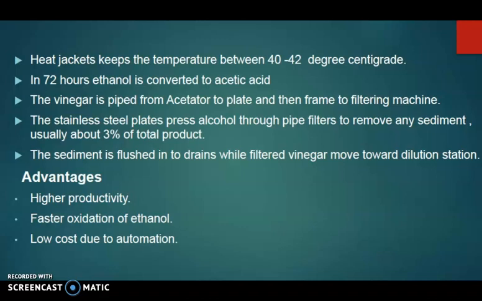The vinegar is piped from the acetator to plate and frame filtering machine. The stainless steel plates press the vinegar through pipe filters to remove any sediment, usually about 3% of total product. The sediment is flushed into drains while filtered vinegar moves toward the dilution station. Advantages include high productivity, faster oxidation of ethanol, and low cost due to automation.